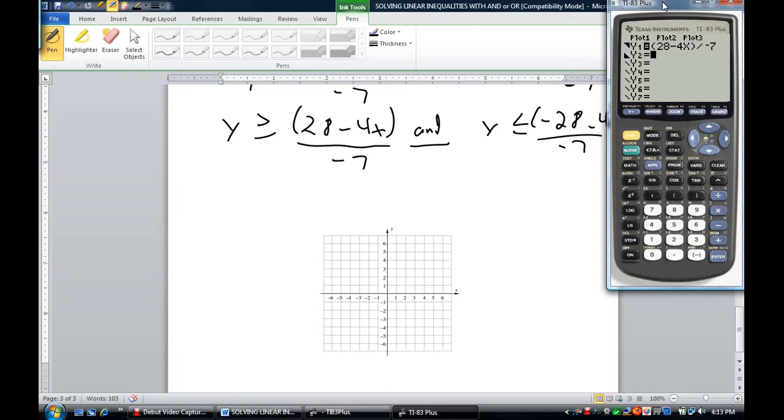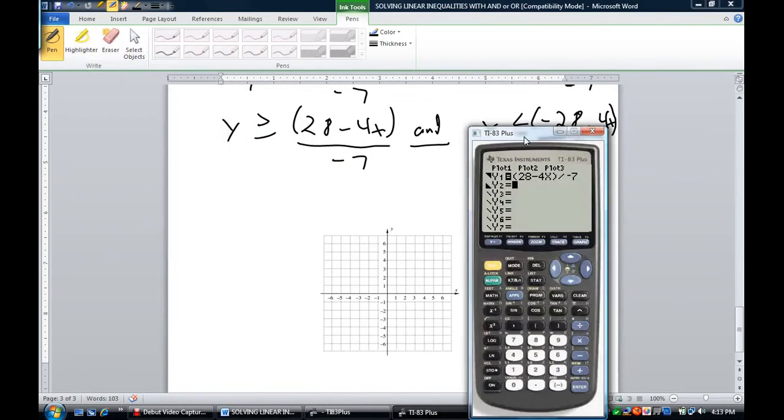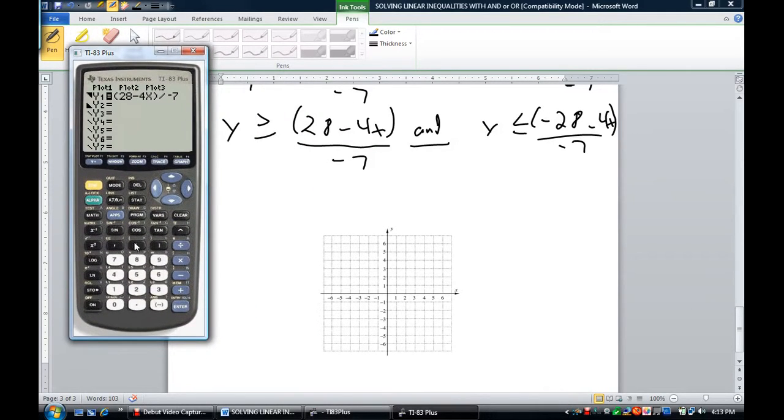Now let's type in this other equation. Parentheses, negative 28 minus 4x, close, divided by negative 7. So the first thing that's going to be graphed is this one, and this is going to be the second one.